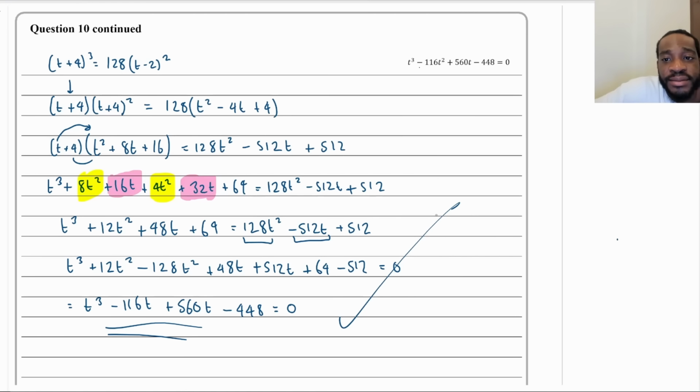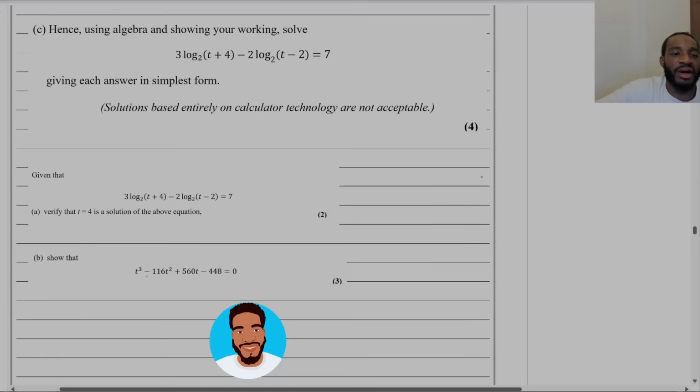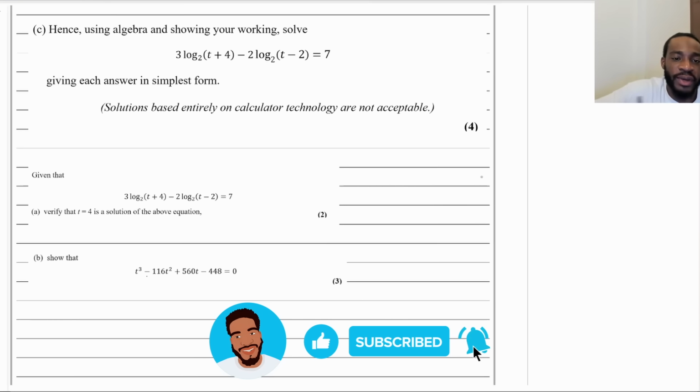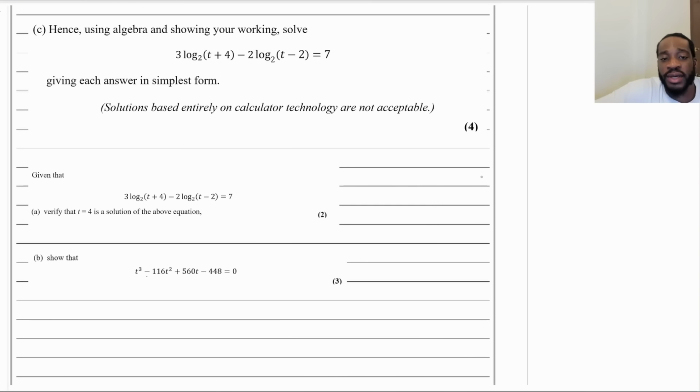And that's it. Done. All right, so part C says, hence, using algebra and showing your working, solve 3 log base 2 of t plus 4 minus 2 log base 2 of t minus 2 is equal to 7, giving each answer in simplest form, for 4 marks, okay? And what I've got is I've actually got parts A and B, right? Because they're going to be helpful.